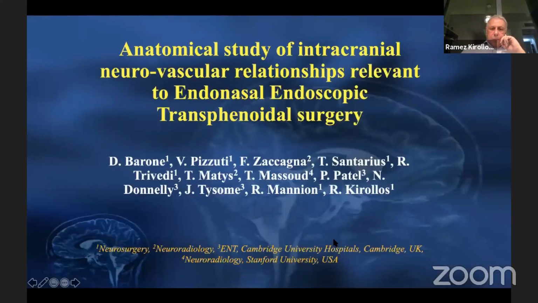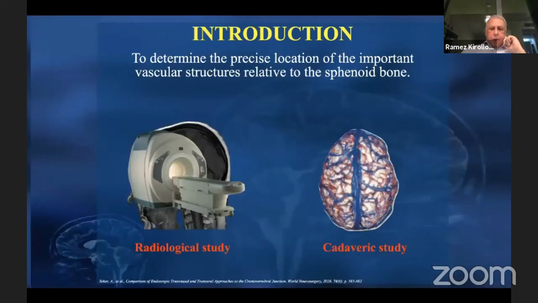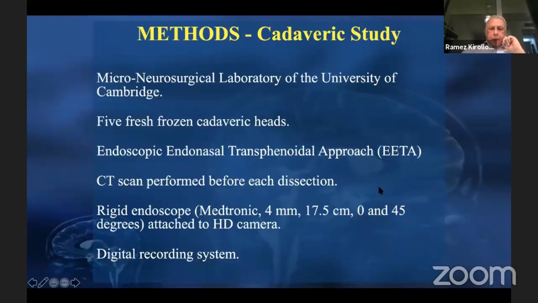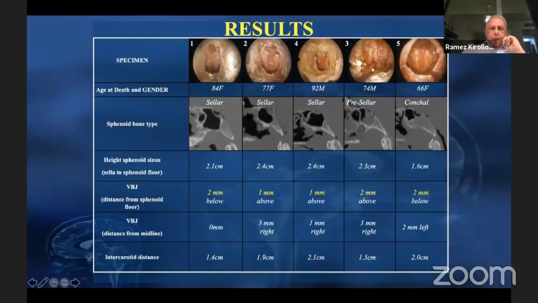So we did this study both in cadavers and radiologically. We had a few cadavers which we scanned on the CT scan. And we found, despite the different variations, that the vertebrobasilar junction is really within a few millimeters of the floor of the sphenoid sinus. So this is, again, a very good landmark when you do clival chordomas.